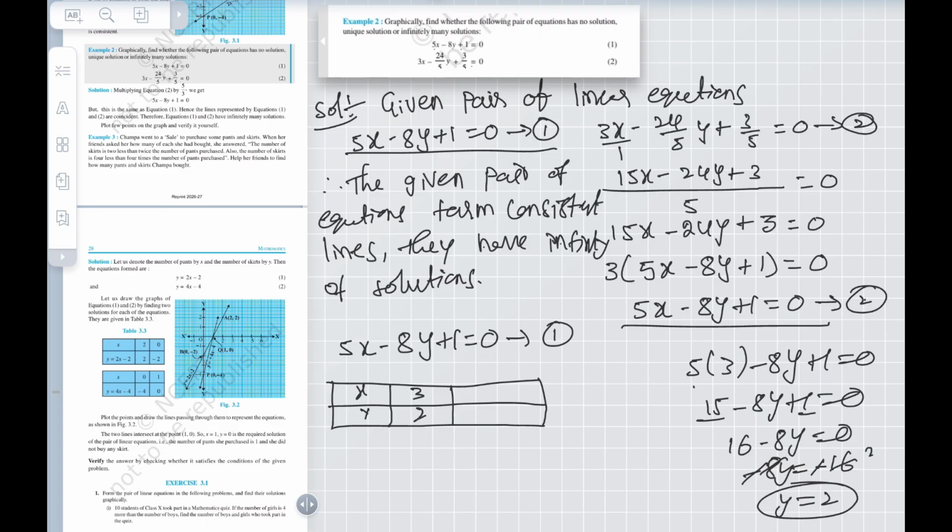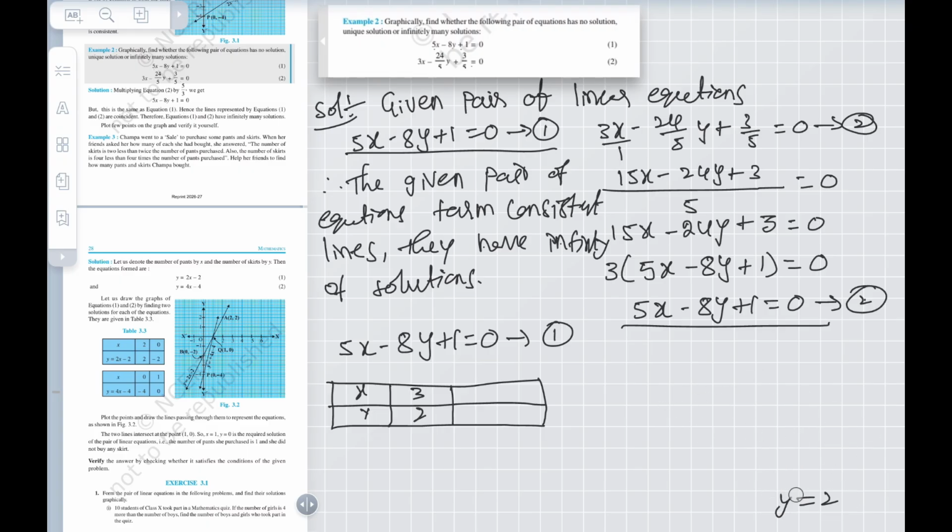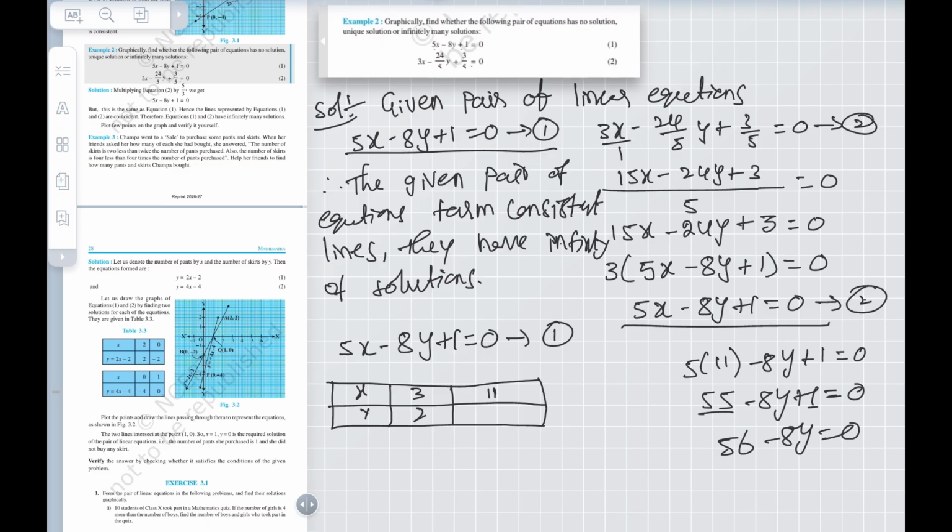Then again, what will you take? You take whatever number. I think 2 will not be suitable, 3 and 4 will not be suitable. Let me take 11, so 11 is suitable. 5 into 11 minus 8y plus 1 equals to 0. So 5 elevens are 55, plus 1 is 56, minus 8y equals to 0. So minus 8y equals to minus 56. Minus minus cancel, 8 ones are 8, 8 sevens are 56. So y equals to 7.